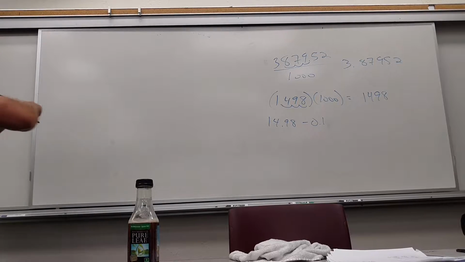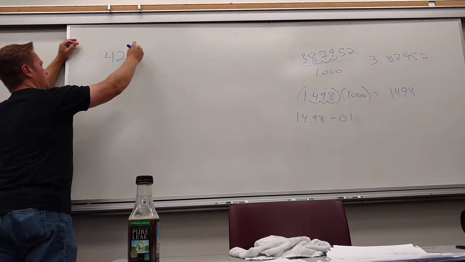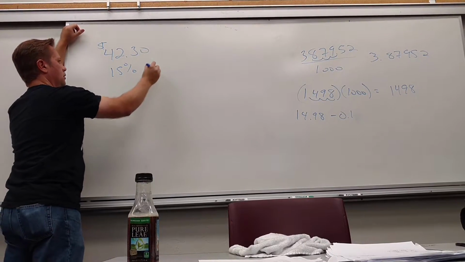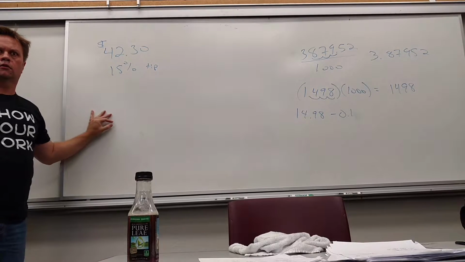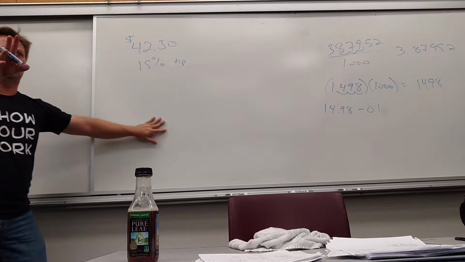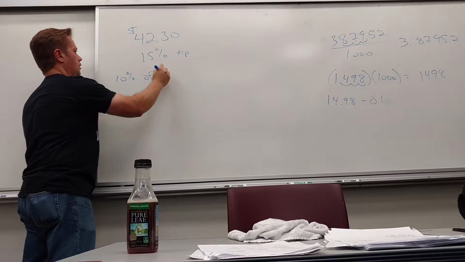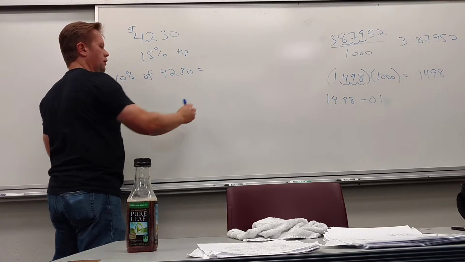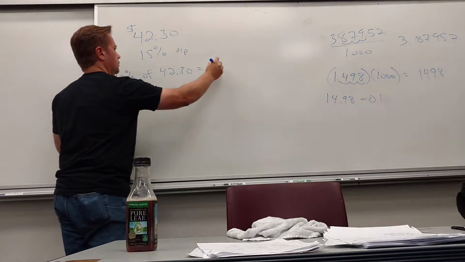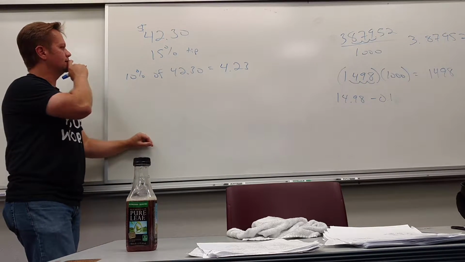So watch this. If I had a $42.30 meal and I wanted to give a 15% tip, here's how I could do it. Just watch. What's 10% of $42.30? Can you guys do that quickly now? $4.23. I like it. Alright, so still works.